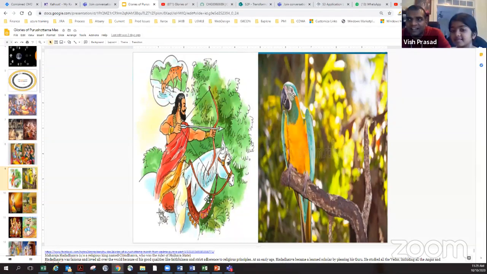Okay. And now we are going to talk about the next story. This is another story that tells us about the glories of Purushottam month, and this is about Maharaj Hadadanva. And both these stories, about Hadadanva and about Draupadi and Pandavas in the forest, are from Padma Puran.